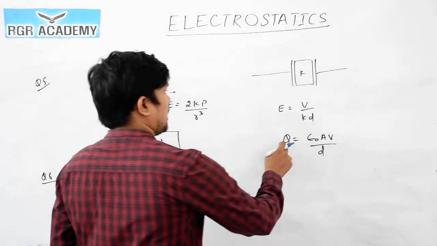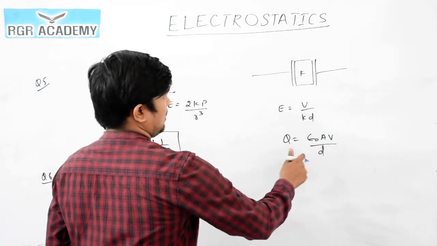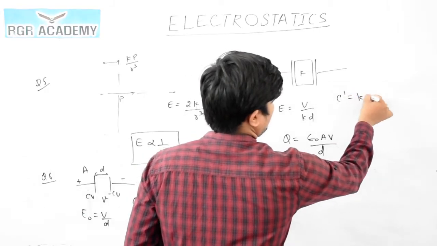Because if you write Q dash, what will it be? C dash into V, where C dash will be equal to K times C.